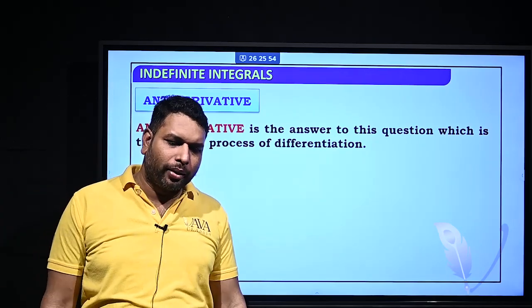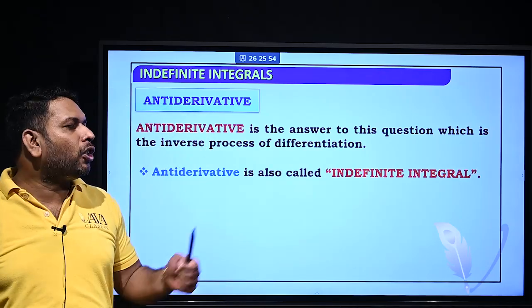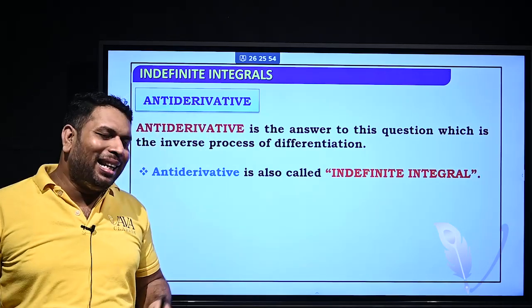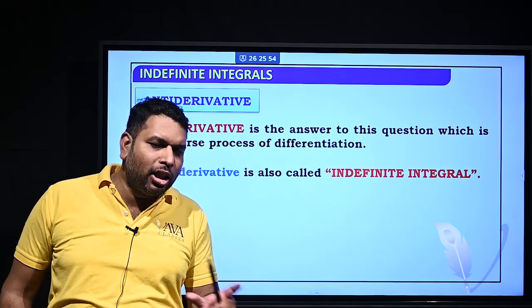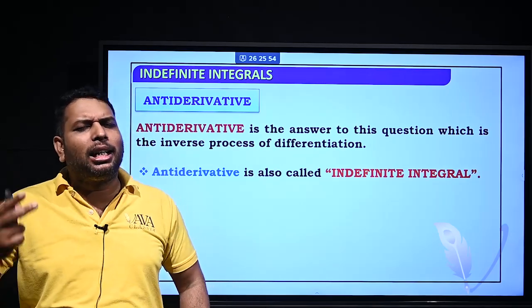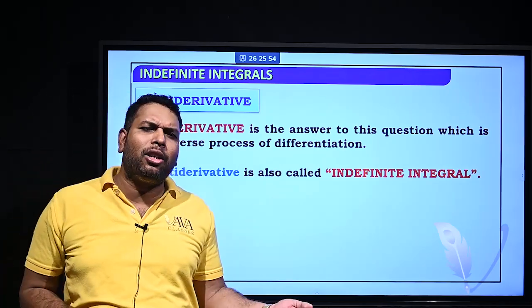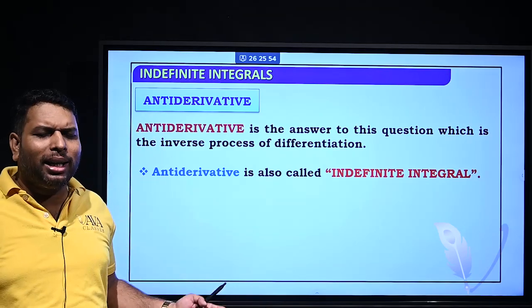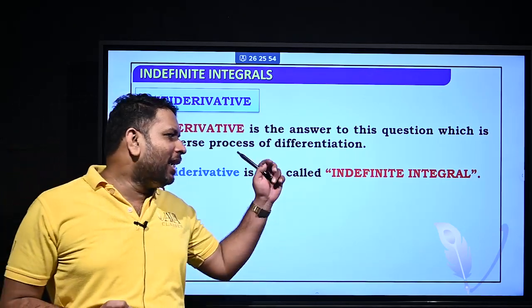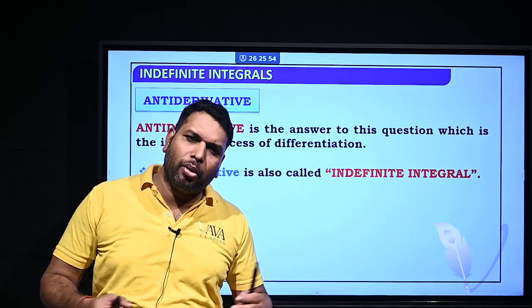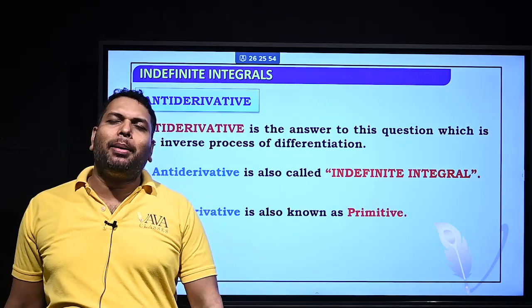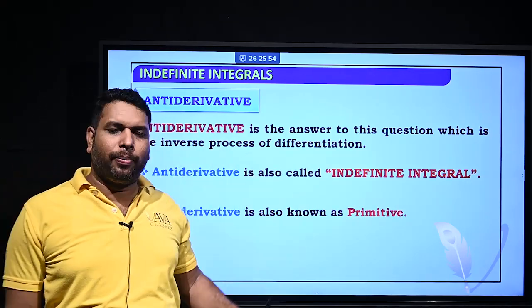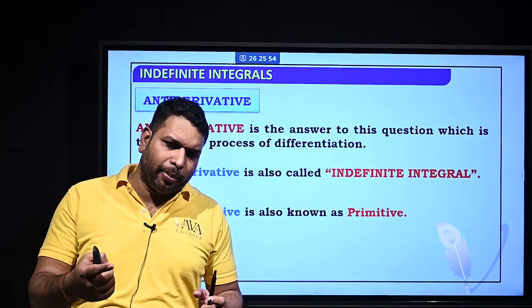Now antiderivative is also called indefinite integral. It is called integral, and integrals are divided into two parts. One is definite, other one is indefinite. So that's why antiderivative is called indefinite integral. Antiderivative is also known as primitive. Sometimes it is called primitive.